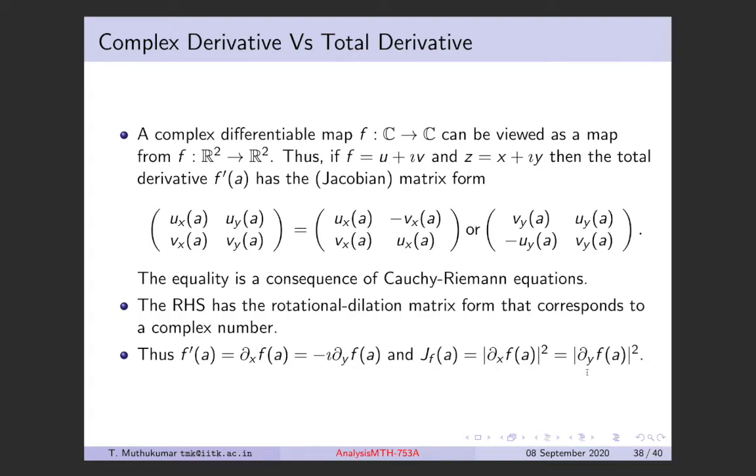Okay. And so the determinant of the Jacobian matrix is just the modulus of these partial derivatives. So you see, because complex linearity is a much more restrictive condition, complex derivative is also a restrictive condition compared to the total derivative, right? So it's a much smaller class than the total derivative. This is why we have these nice properties that we have in complex differentiation.